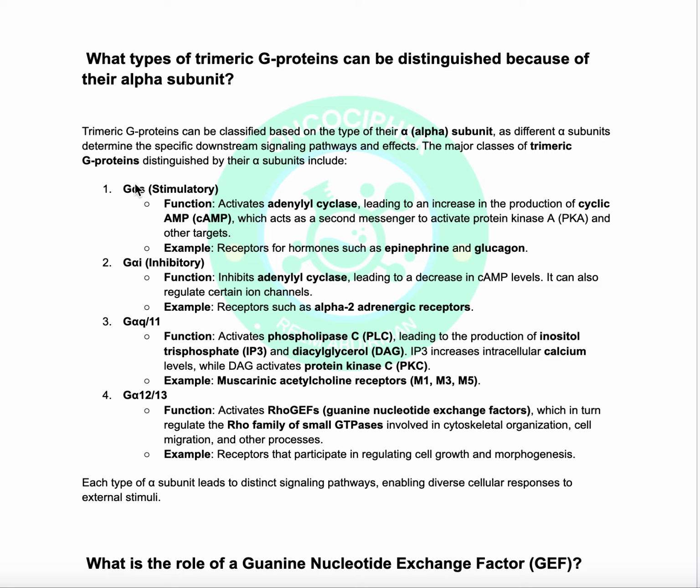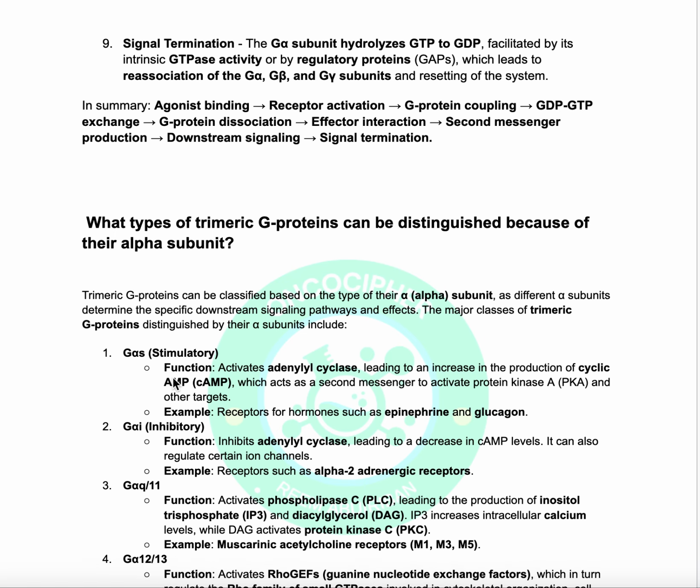G alpha S. S is the first letter from stimulatory, and stimulatory means activation. G alpha I, and that means inhibitory, and that leads to inhibition. G alpha Q/11 and G alpha 12/13, and now we want to know why they are called like this.